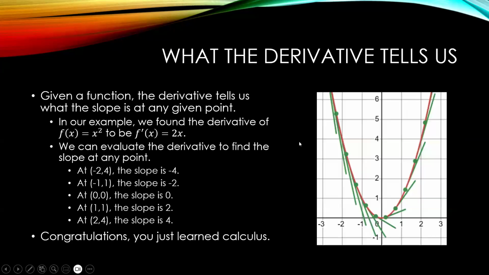If we, I went too far, there we go. At negative 1, and so that's the one we just did, the slope would be negative 2. At 0, well, plugging 0 in, we're going to get the slope is 0. When x is 1, we get a slope of 2 times 1, which is 2. And when x is 2, we're going to get a slope of 2 times 2, which is 4.